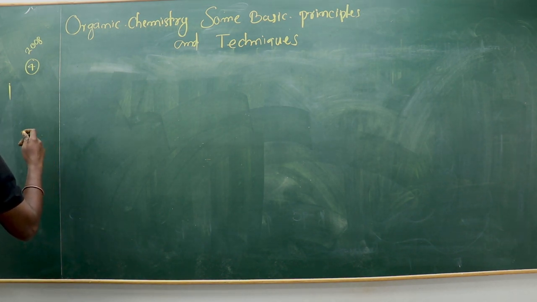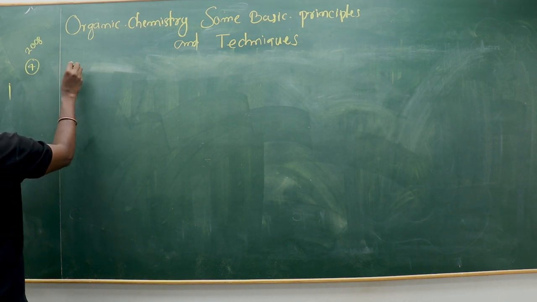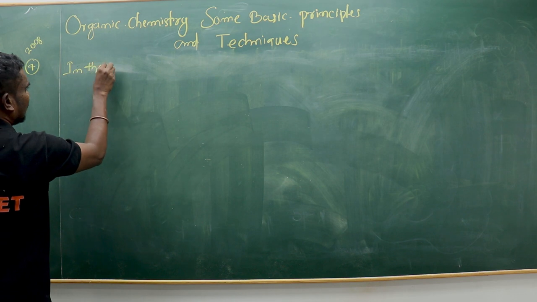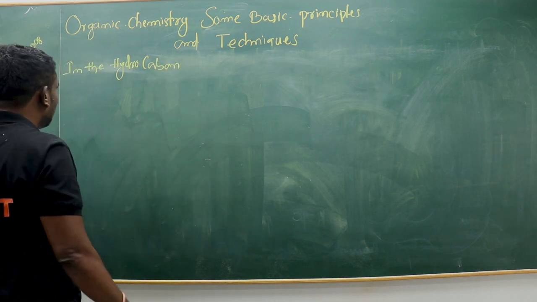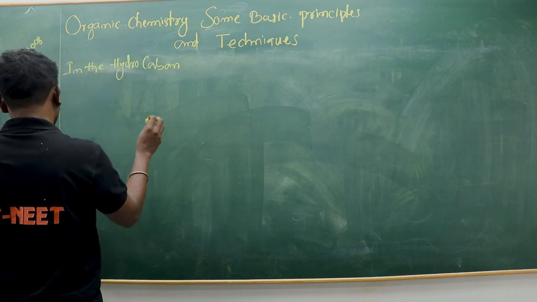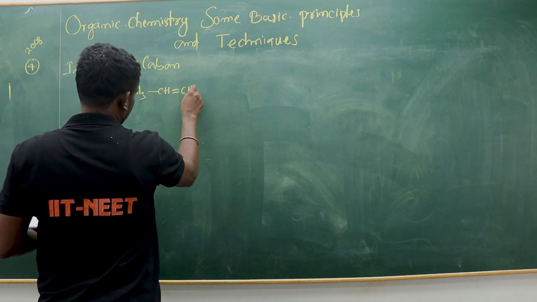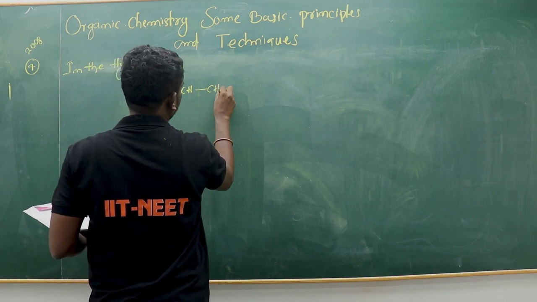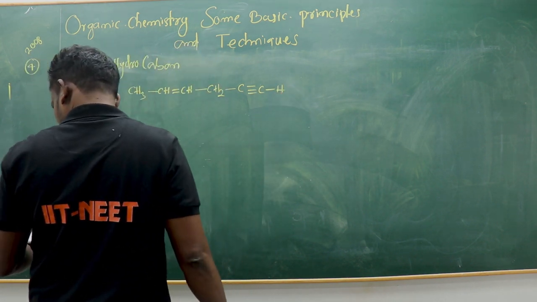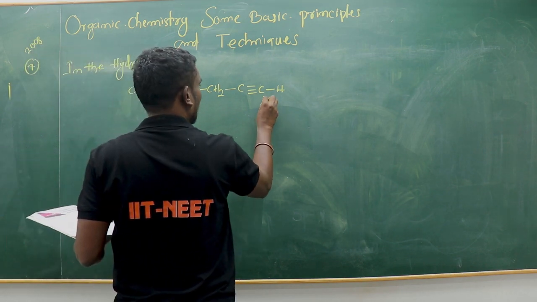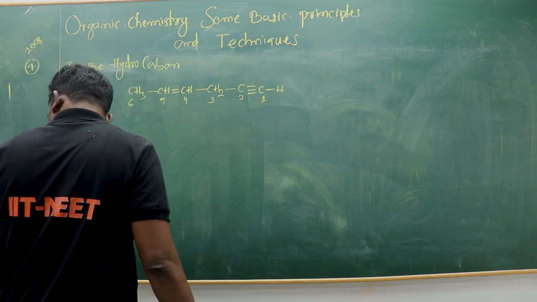In the hydrocarbon, write along with me: CH3, CH, double bond, CH, CH2, C, triple bond, CH. Here, what have they asked us? Here, the first carbon, this is the second carbon, this is the third carbon, this is the fourth carbon, this is the fifth carbon, this is the sixth carbon, right?